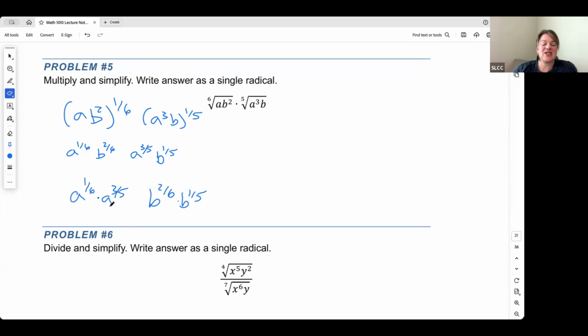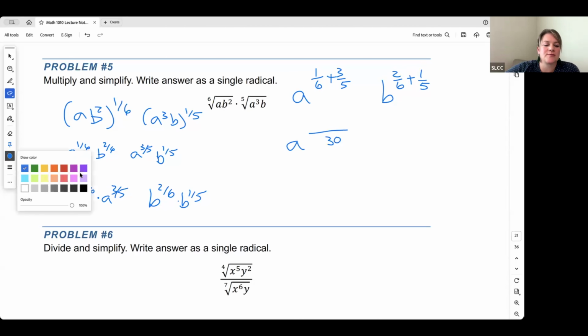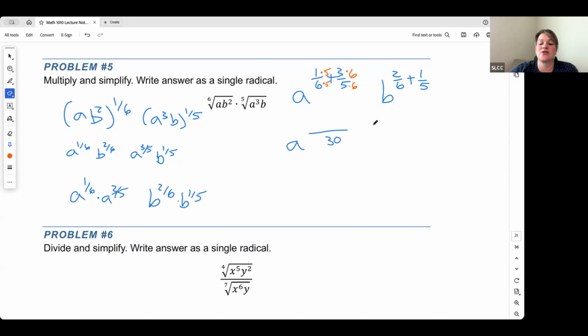All right, I need to add the fractions. So I have a to the 1/6 plus 3/5 and b to the 2/6 plus 1/5. I need a common denominator here, which looks like 30. So it's a to the something over 30. Then I fix my numerators. So how do I get to 30? I multiply by 5. How do I get to 30 in the next piece? I multiply by 6. So that's how you fix those numerators.